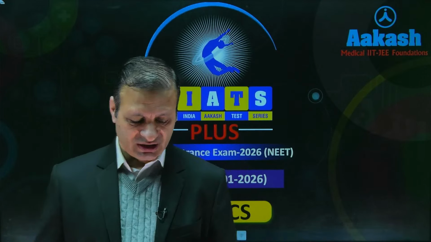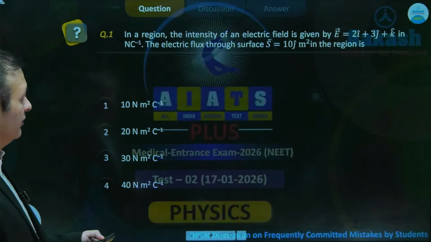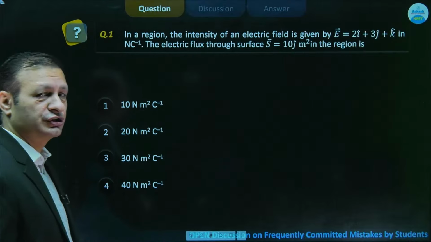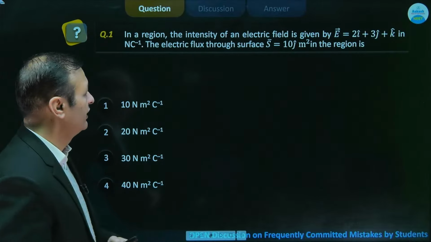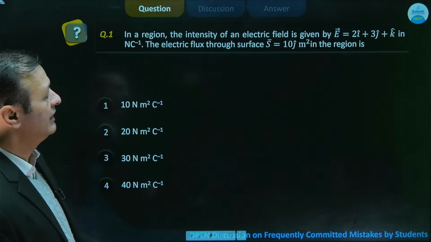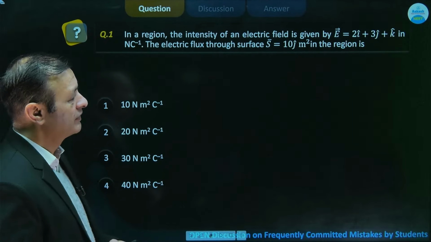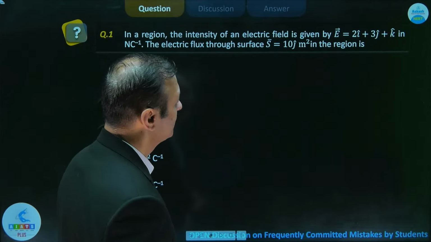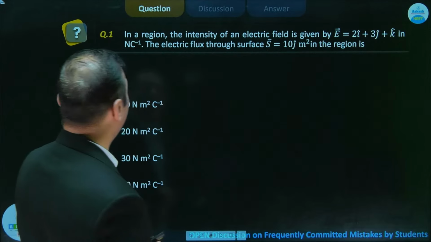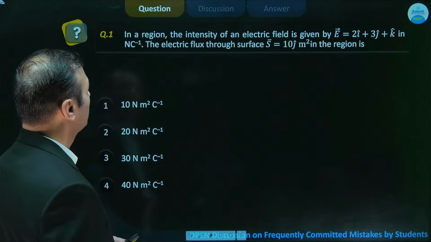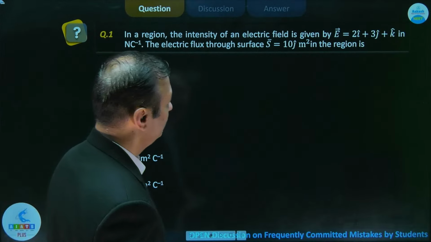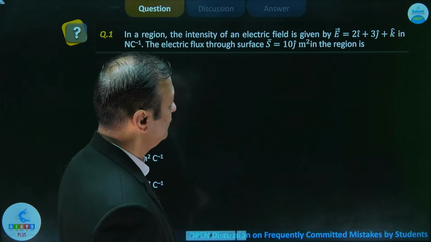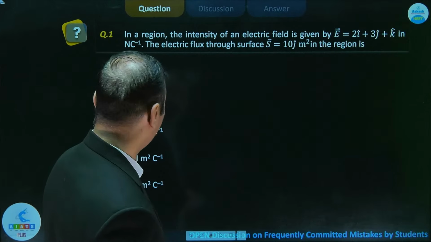So let's start. Now the very first question, what this question says: in a region the intensity of an electric field is given by E is equal to 2 I cap plus 3 J cap plus K cap in Newton per coulomb. The electric flux through the surface S, that is 10 J cap meter square in the region S.